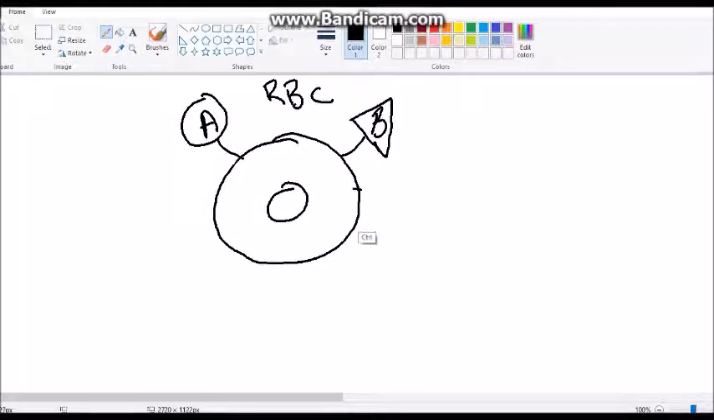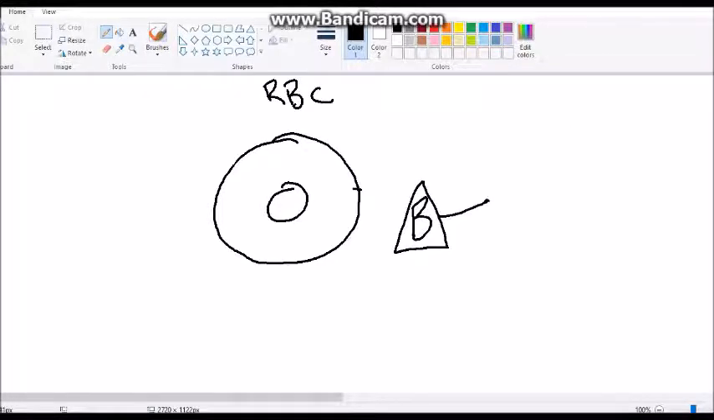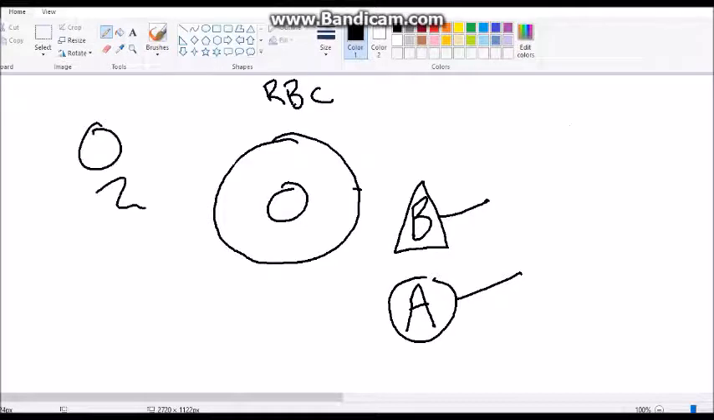And now O. There's no O marker, right? So there's not going to be a marker at all on the blood cell. But they're going to have the antibodies within the plasma, both A and B. So that would be type O, right? So, yeah, that's the main lesson to be learned: there are only two markers.